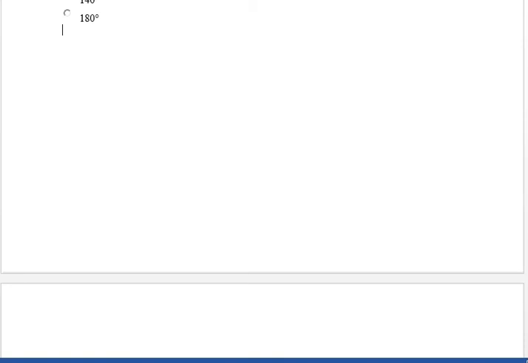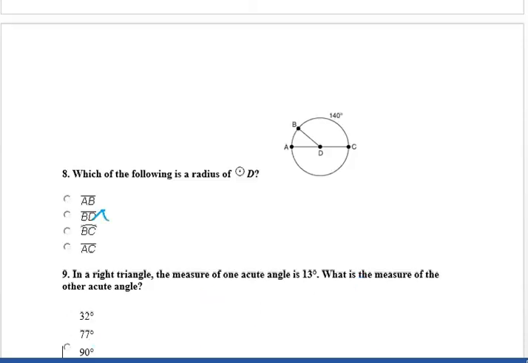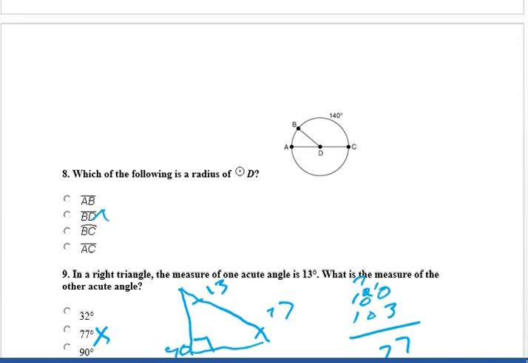There it is, number 8. Which of the following is the radius of circle D? So we've got a few radiuses. I see DC is a radius, DB is a radius, and AD is a radius. So there's 3 radiuses, but BD is the only one that's given.